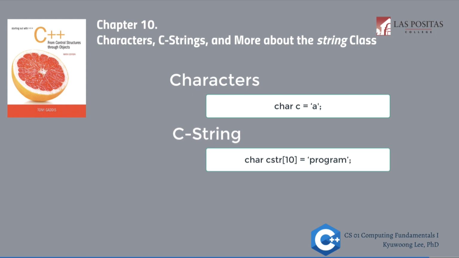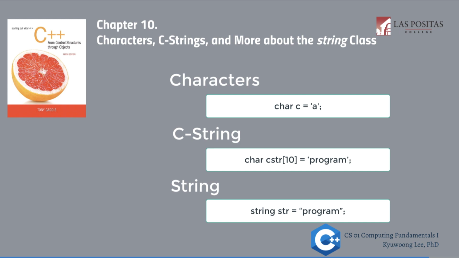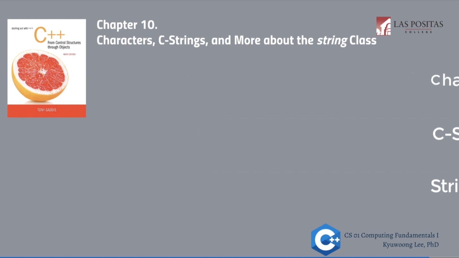Chapter 10 has 3 subtopics. The first topic is the characters. In this topic, we are talking about the library functions related to character data types. The second topic is the C-string. We call the character array a C-string. We will talk about the difference between C-string and the string class type, and why the C-string is still used even though C++ has the string class type. And the last topic is string. We are talking about more member functions of the string class type.